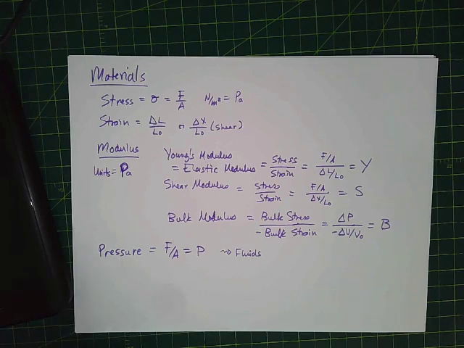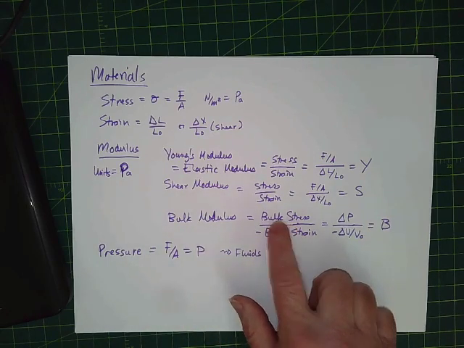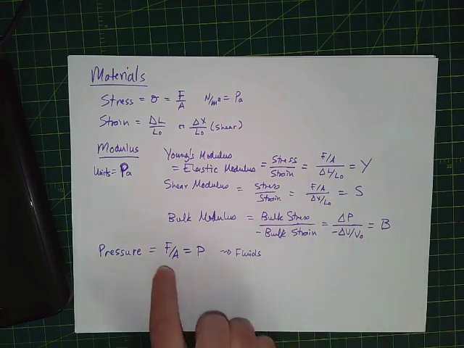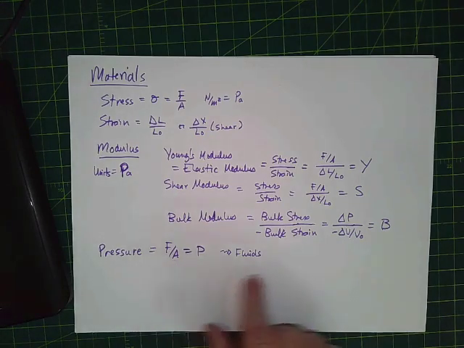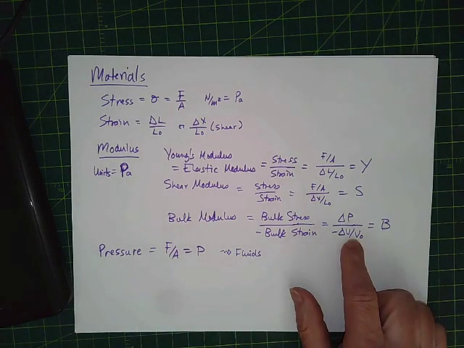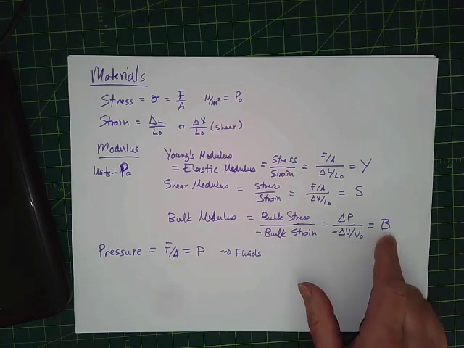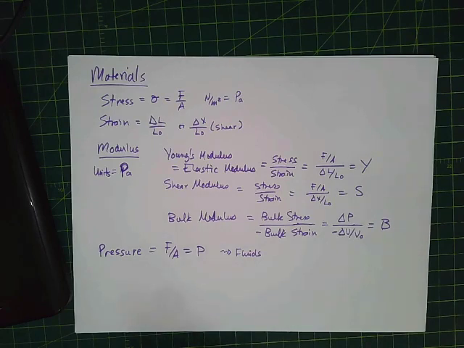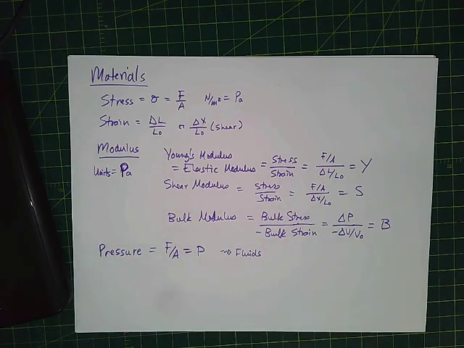So the bulk modulus, I guess I didn't write down the bulk modulus formulas, but the bulk stress is going to be delta P, the change in pressure, where pressure has the same formula as stress, force per unit area. And then the bulk strain is a volume measurement instead of a length measurement, so change in volume over the initial volume, and capital B for the bulk modulus, and we've got this negative added in here for the volume change.